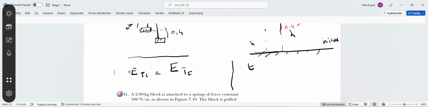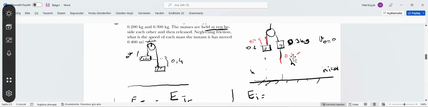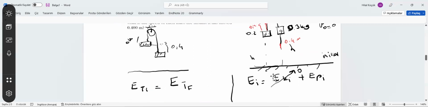First, I can start with the initial part. Look at this one. What is the total energy? I have to include kinetic energy and potential energy. Do I have any kinetic energy at first? No, because it says the masses are held at rest. So it must be 0. Okay, but I have potential energy. What was it?